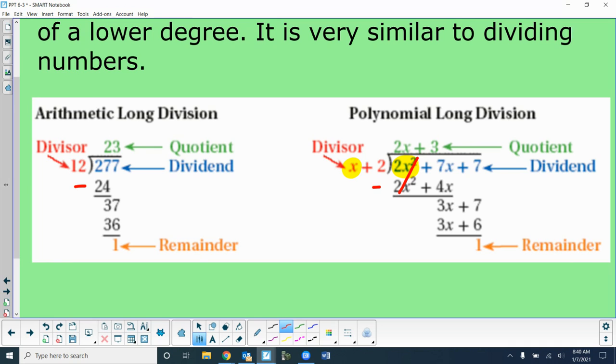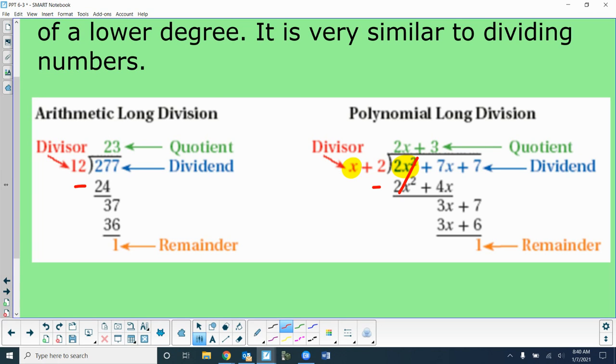Where'd this 7 come from? Just dropped it down. Just like we dropped this 7 down, right? And then what do we do with this 37 and the 12? We divided, right? How many times does 12 go into 37? 3 times. That's where that 3 up there came from, right?